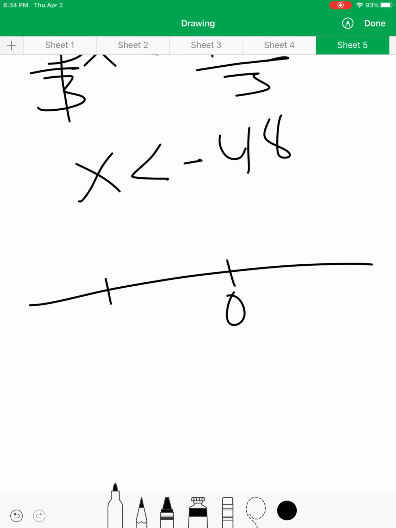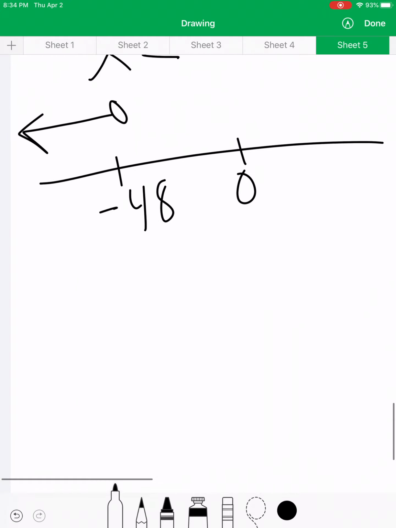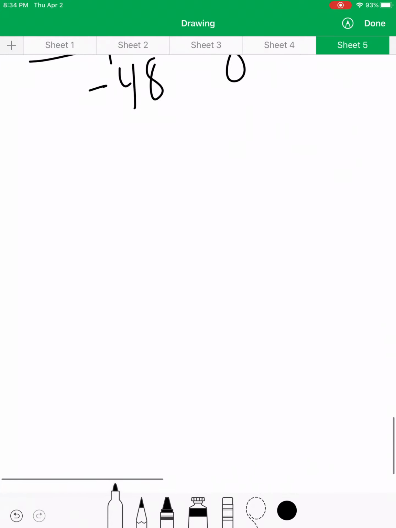Always show me 0. Always show me the solution. Make sure you have the correct type of dot, no dash, so it's open. X is less than negative 48. So we're graphing to the left because the numbers to the left of negative 48 are smaller than negative 48. And that's what we're looking for as a possible solution to x.